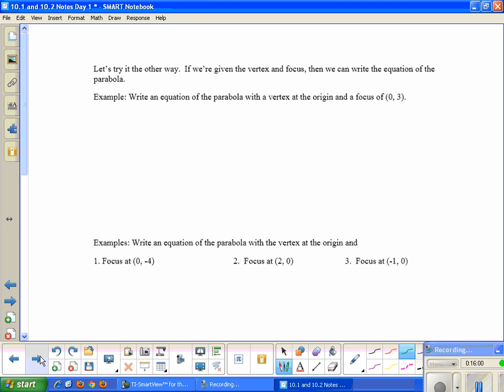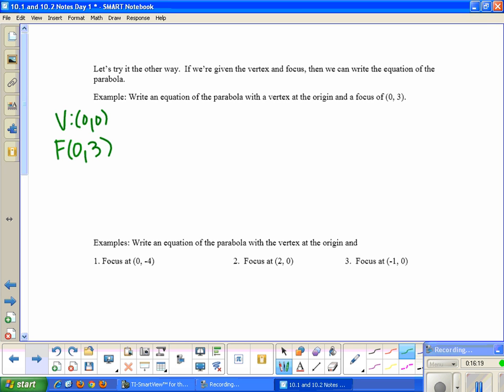So let's try it a different way. Let's say we're given the vertex and focus, then we can write the equation of the parabola. So if we're given the vertex is at the origin, we have a focus of 0, 3. So I always like to write that down. So the vertex is at 0, 0, and the focus is at 0, 3.